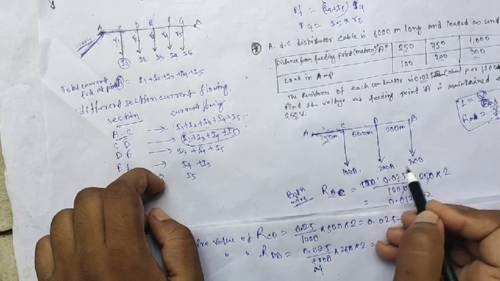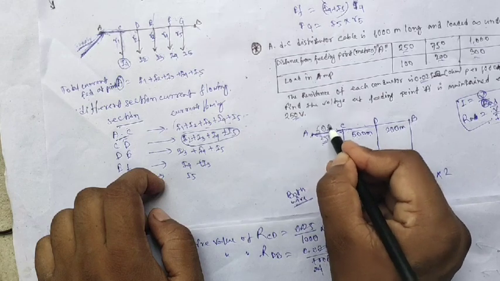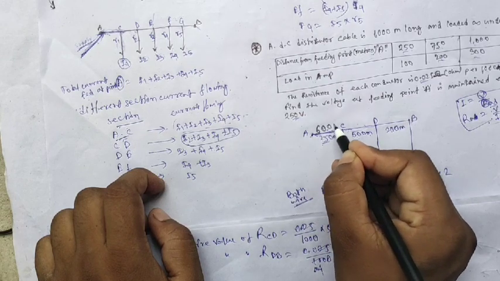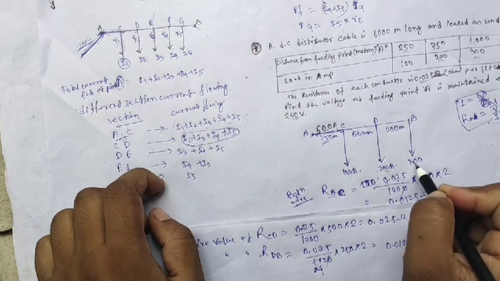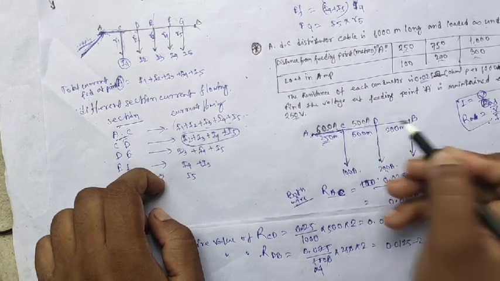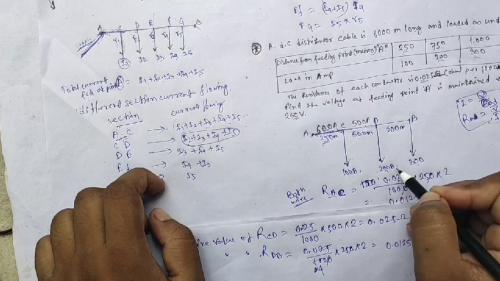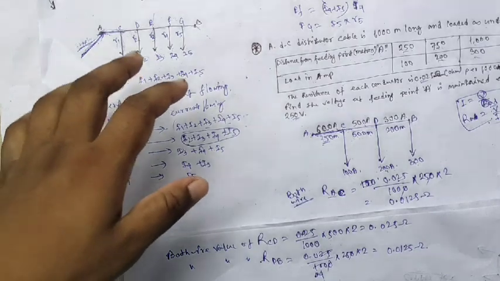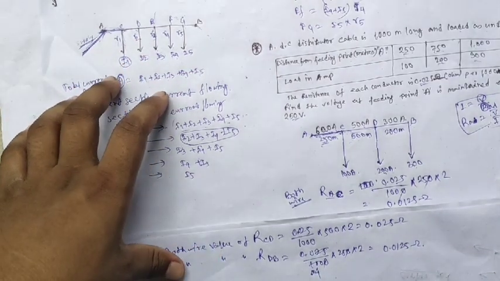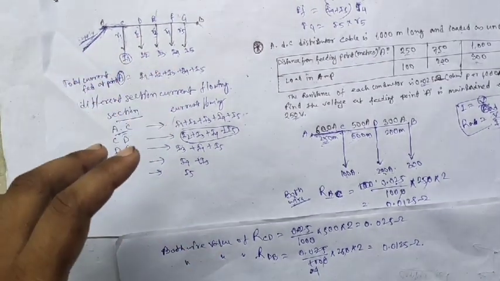100, 200 and 300, so a total of 600 ampere current flows in this portion. In this portion how much current flows? This 200 and this 300, so 500 ampere current, and this portion flows only 300 ampere. This portion also flows only 300 ampere current.